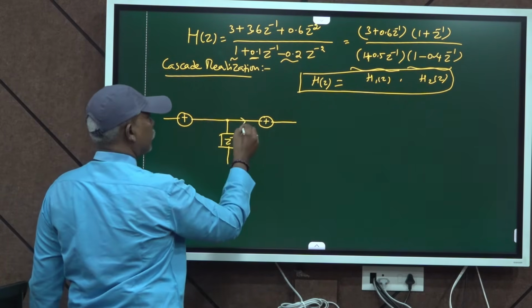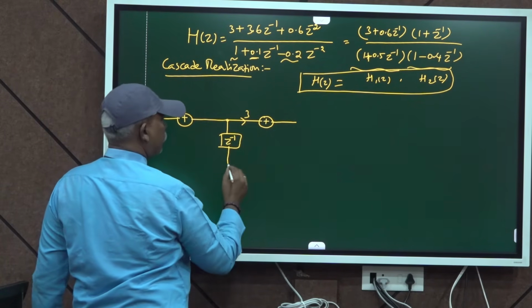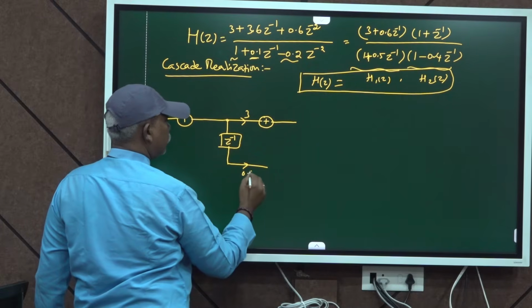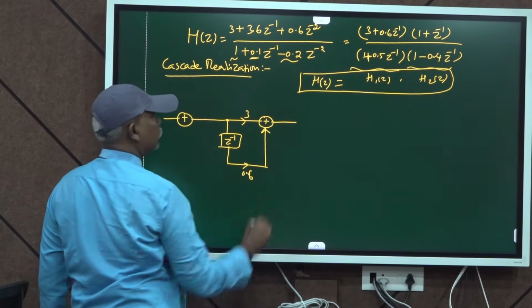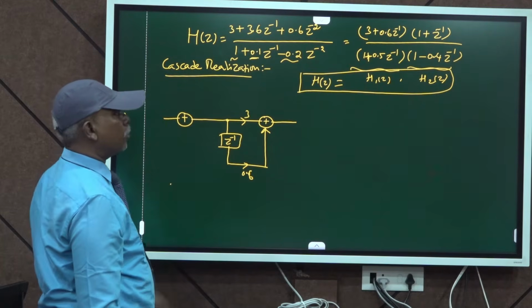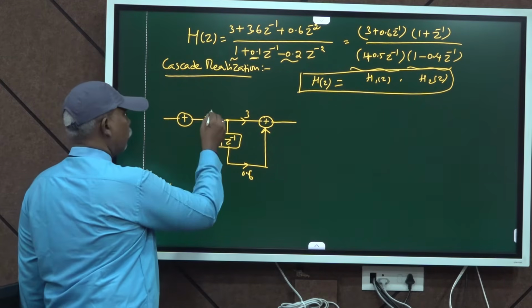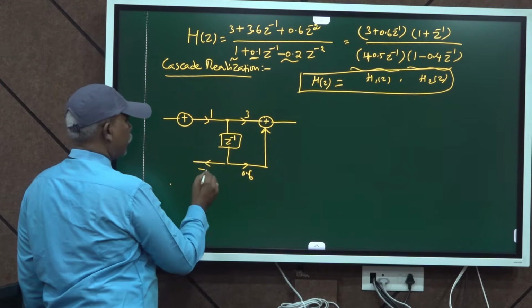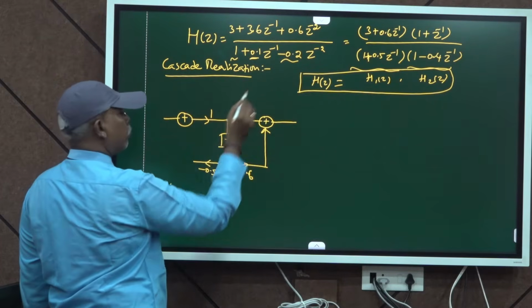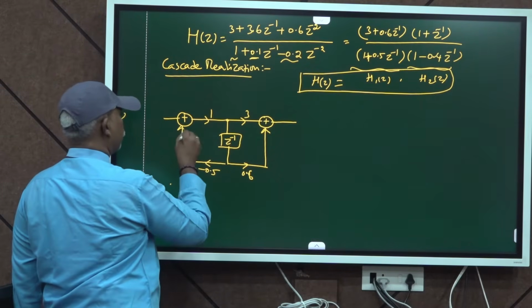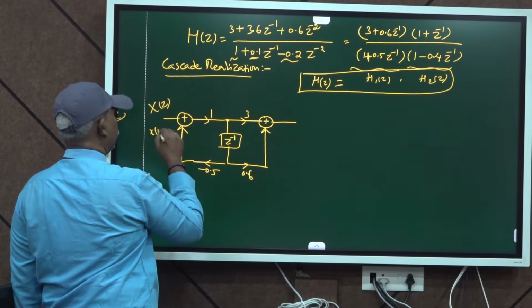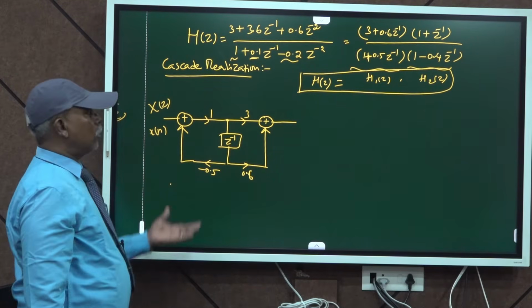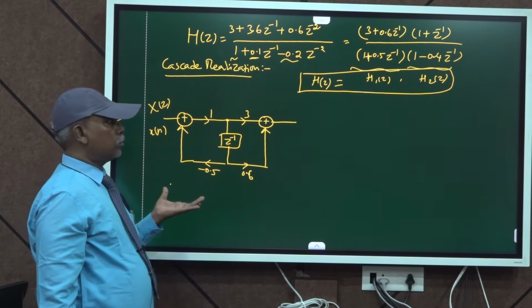So 3 is here, 0.6 into z inverse is here. In the denominator, 1 plus 0.5 z inverse, so here it is 1 and the feedback is minus 0.5, because plus 0.5 in the denominator means you put it as minus 0.5. This is x of z or x of n. So the H1 of z implementation is over.